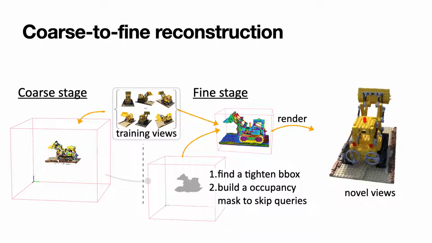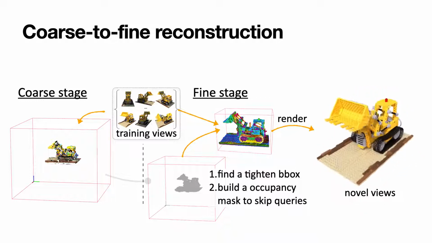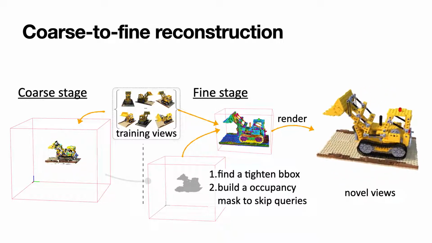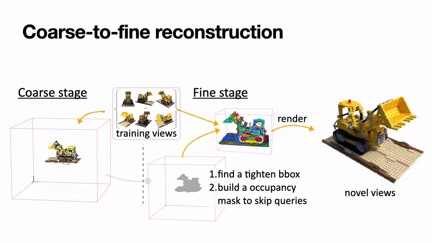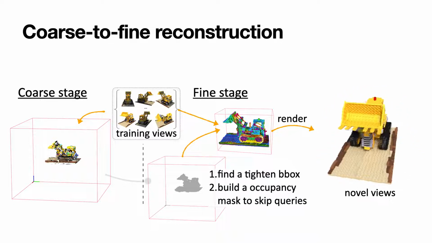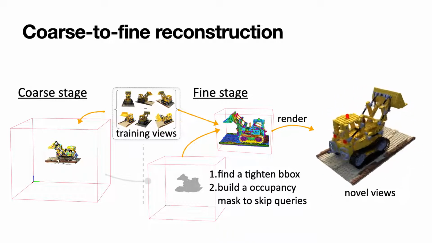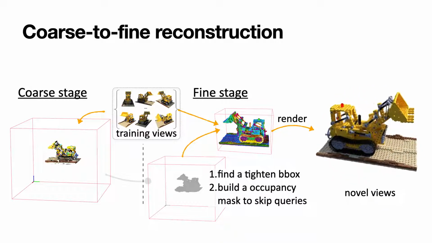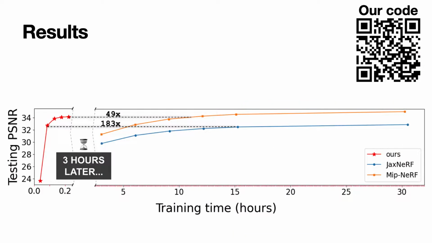We reconstruct our scene representation in a coarse-to-fine manner, where we first reconstruct a coarse geometry. Then we use the reconstructed coarse model to find a tightened bounding box and build an occupancy mask, which can help us cut a large number of queries in the fine stage. The fine stage model is finally optimized with a progressive grid scaling strategy. Finally, our method achieves NeRF comparable quality, and our training time is many times faster than the stronger version of NeRF. Please find out more results in our paper.